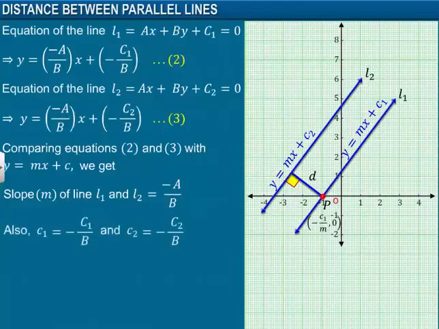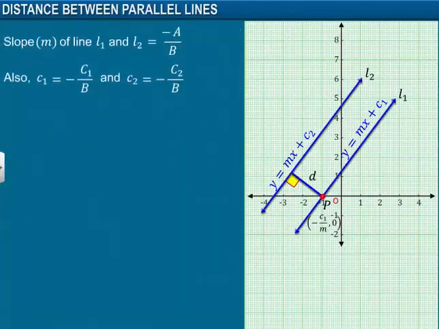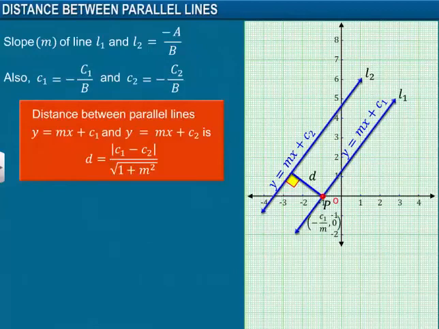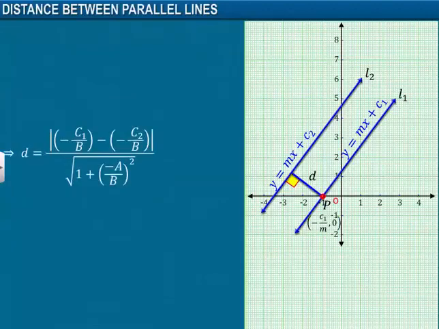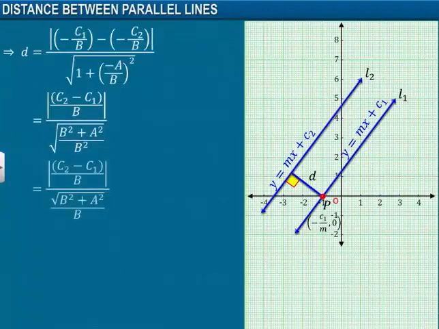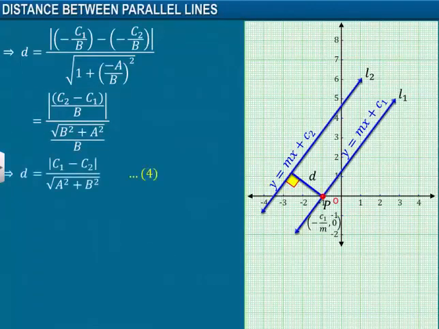Recall the formula we derived for the distance between two parallel lines whose slopes and y-intercepts are known. Let us substitute the values of slope m and y-intercepts c1 and c2 in the formula. On simplifying, we get equation 4, which gives the value of d as modulus c1 minus c2 upon under root a square plus b square. Equation 4 gives the distance between two parallel lines L1 and L2 whose equations are given in the general form.